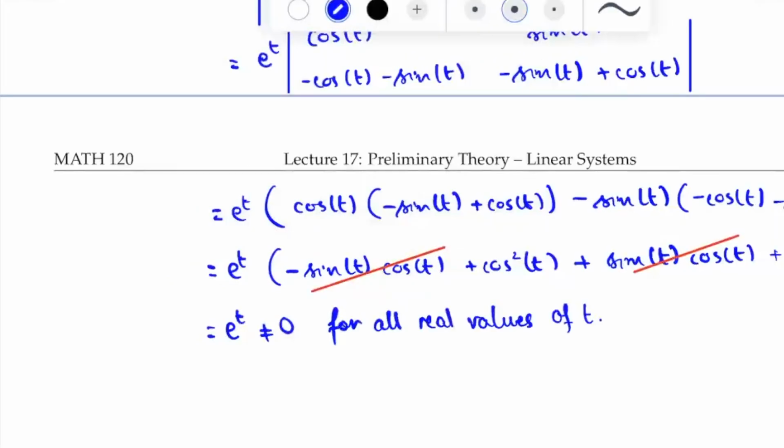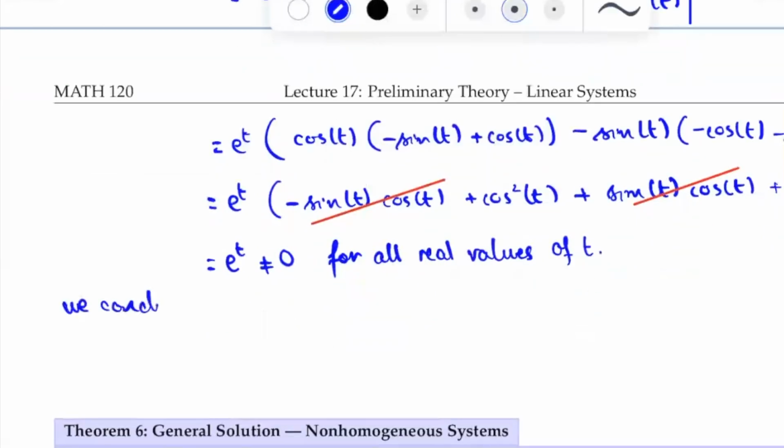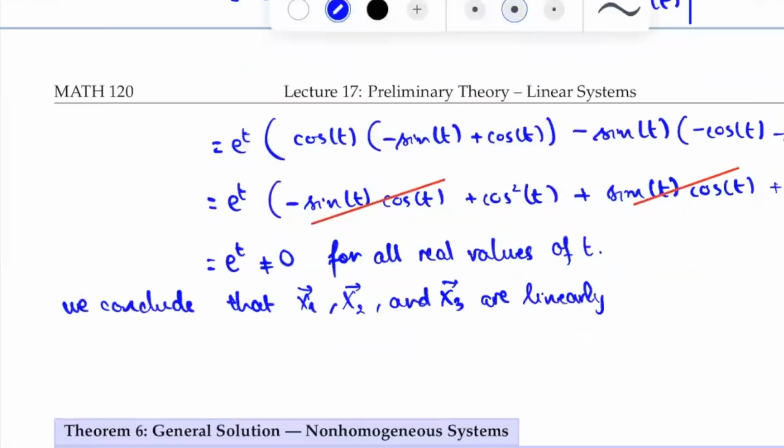And from these calculations, we can definitely conclude that x1, x2, and x3 are linearly independent. In addition to that, they form a fundamental set of solutions.